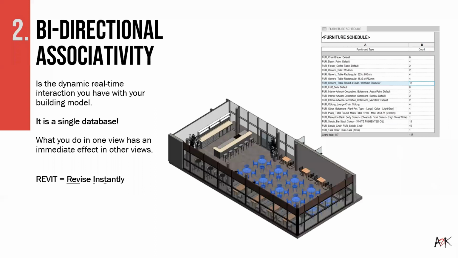A few of the key functionalities: bidirectional associativity, which is a single database. One of the meanings of Revit is revising instantly, which means updates are done and the changes are global. When you start changing schedules, tags, or geometry, those changes will be reflected across the entire model within any floor plan, elevations, sections, etc. You're always dealing with a single database.